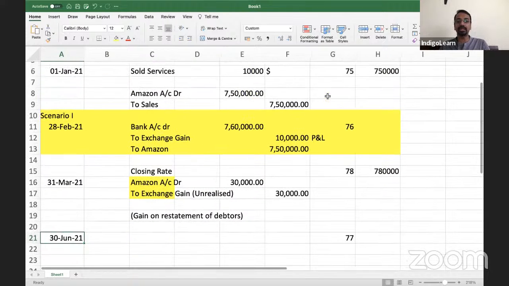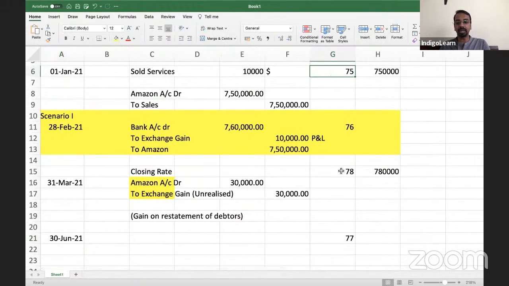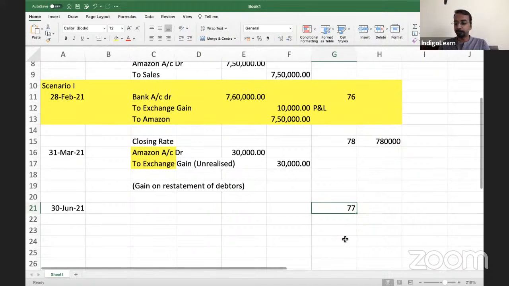Initially, we recognized it at 75. Then the rate was 78. We recognized a gain of 30,000. Now the settlement happens when the rate is 77. What should be the gain or loss that should be recognized in the P&L?